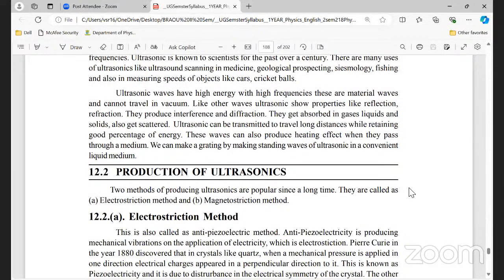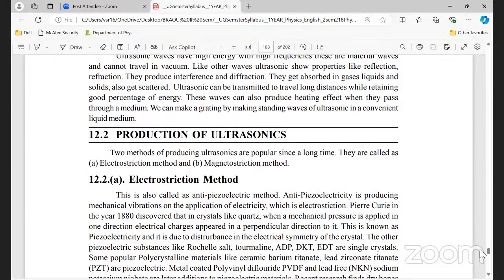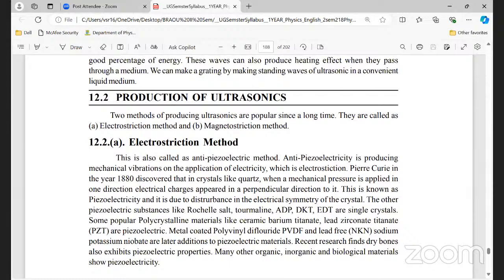They get absorbed in gases, liquids and solids. These also get scattered, and ultrasonics can be transmitted to travel long distances, and they can also produce a heating effect when they pass through the medium. Okay, so now these are the production of ultrasonics.